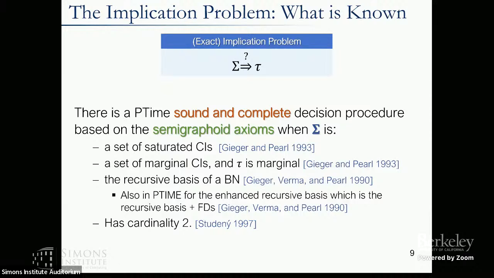Okay. So what is known about the exact implication problem? We know that there's a polynomial time, sound and complete decision procedure that is based on the semi-graphoid axioms under the following conditions. When sigma is a set of saturated conditional independencies, a set of marginal conditional independencies, and tau is marginal. When sigma is the recursive basis of a Bayesian network. And I will mention that there's also an extension of this when it is the recursive basis and a set of functional dependencies. And maybe the last one that is known is when sigma has cardinality 2, meaning it contains exactly 2 conditional independence statements.